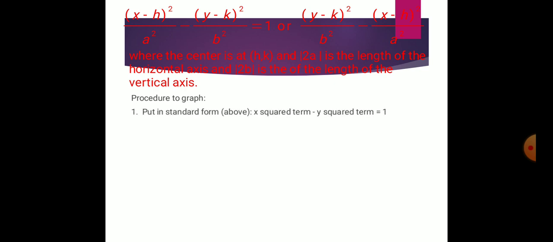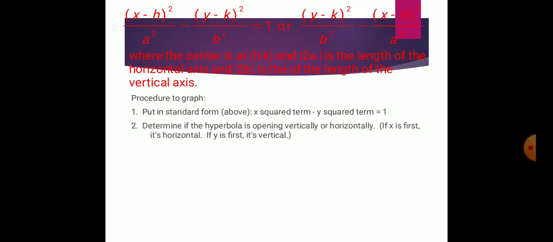Procedure to graph. 1, put the equation in standard form, with the x squared term minus the y squared term equal to 1. 2, determine if the hyperbola is opening vertically or horizontally. If x is first, it's horizontal. If y is first, it's vertical. 3, plot the center (h, k).